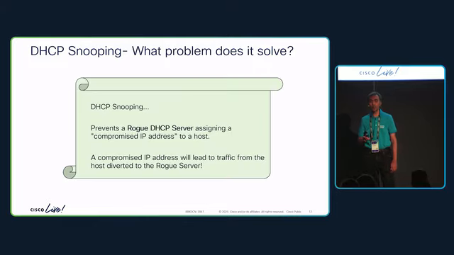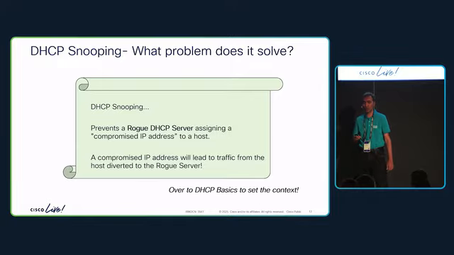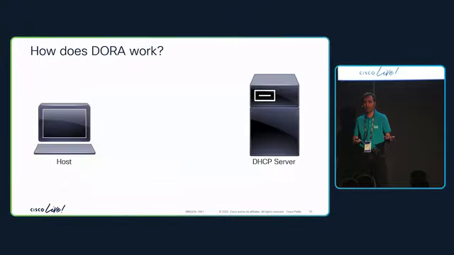So DHCP snooping, what problem does it solve? As the slide says, DHCP snooping prevents a rogue DHCP server from assigning a compromised, meaning a bad address, to a host. A compromised IP address, what will it do? We all know it will lead the traffic from the host to be diverted to the rogue server, something that we don't want, obviously. So let's now get to the basics to see what the feature is. This is just a primer of sorts, and then we will see how it works in VXLAN.